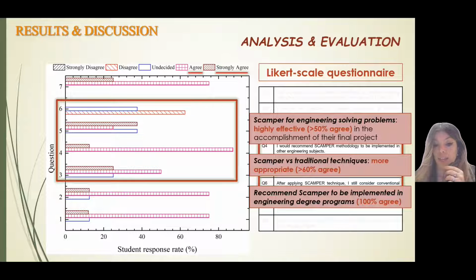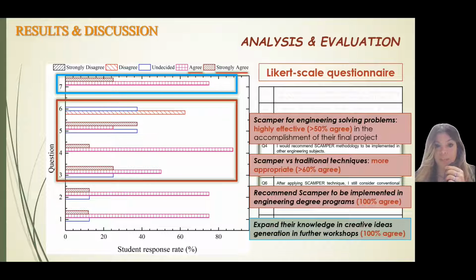stimulates divergent thinking in the students in such a way that 100% of them would recommend its incorporation as an instructional standard in engineering degree programs, and would expand their background in this field by attending further workshops encompassing new methodologies.